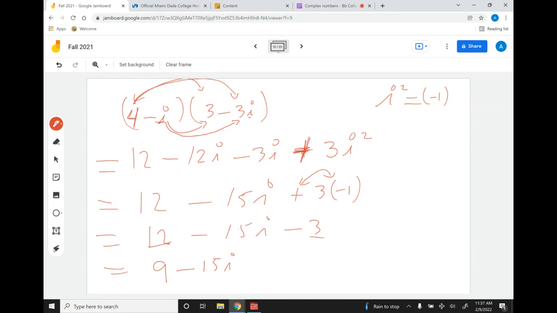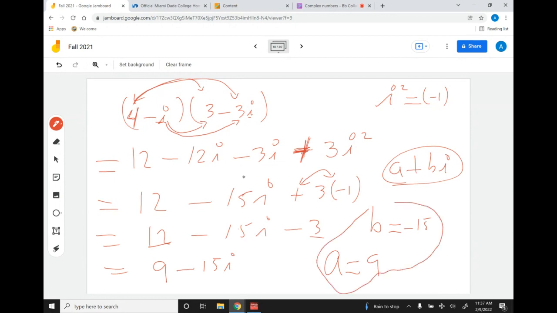Now, it is possible that they will ask you to identify what a and b are. Remember that this is the standard form. In this example, a is equal to 9, and b is equal to negative 15. Okay, and of course, i is equal to i, so you don't need to write that. But the answer is here. This is the standard form of a complex number that we got through multiplication.